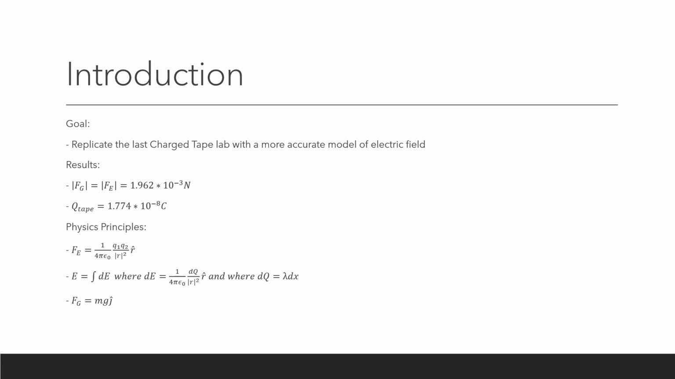So the physics principles we used are the electric force, as seen here by kq1q2 over r squared times r hat. And also we have the electric field, which is found as the integral of dE, where dE is k dq over r squared times r hat, and dq is lambda dx. And finally, the gravitational force is mg in the j hat direction.